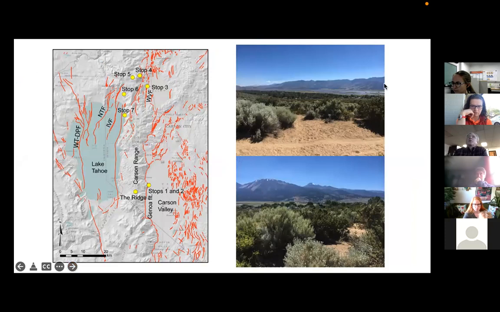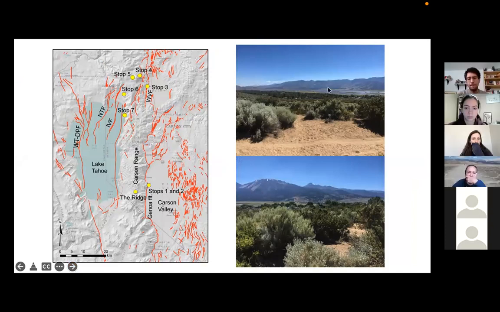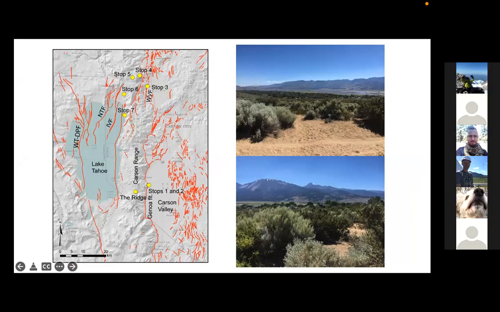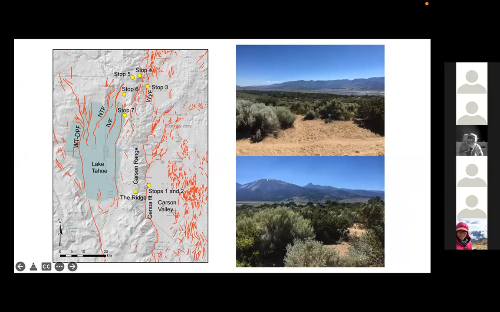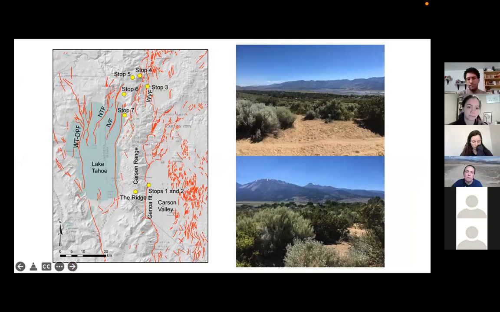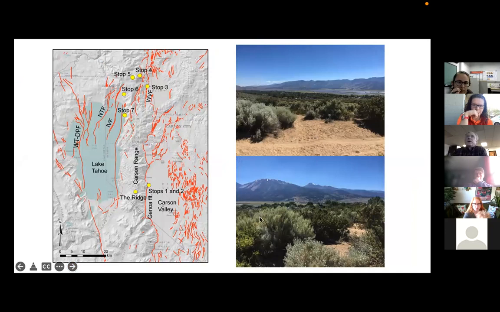So here's the fault that we were working on, just some field photographs. To the south here, here's the range front right here in Washoe Valley. And then to the north, this is Mount Rose, and it's called Slide Mountain. There's a bunch of massive avalanches that have come off here. Many have been generated by earthquakes in the past. There's actually Native American legends from the last earthquake about 500 years ago, and there was a massive flow that occurred during that earthquake.